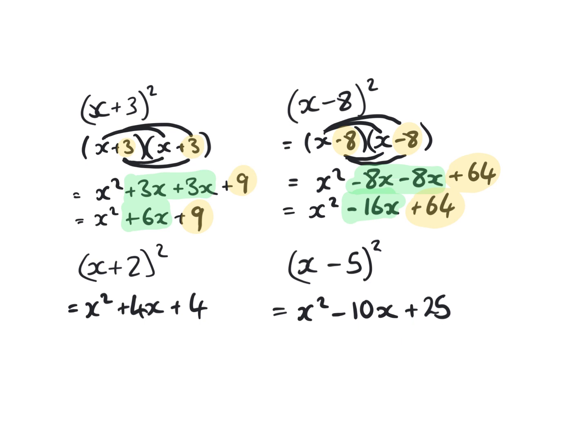What we're going to be doing is we're going to be trying to go the other way. We're going to be trying to work our way from something like x squared minus 10x, etc., back to this form. In other words, to put it in this kind of square form here.